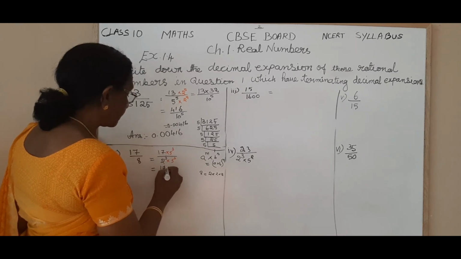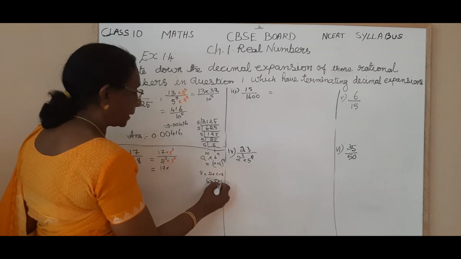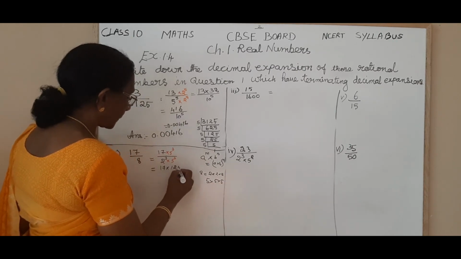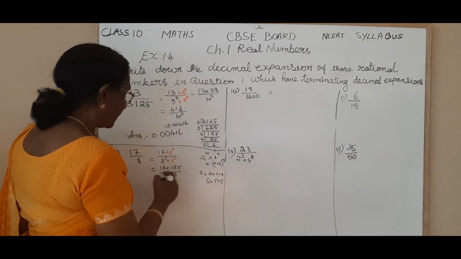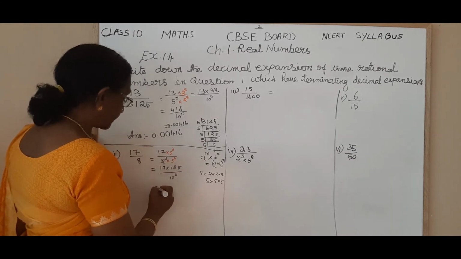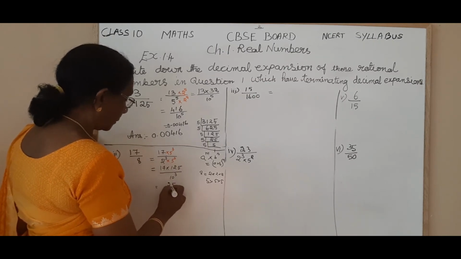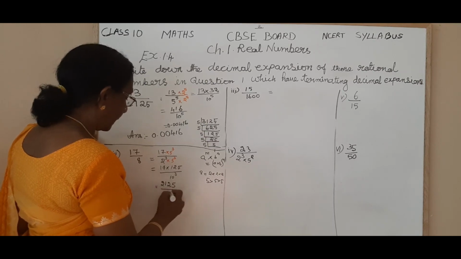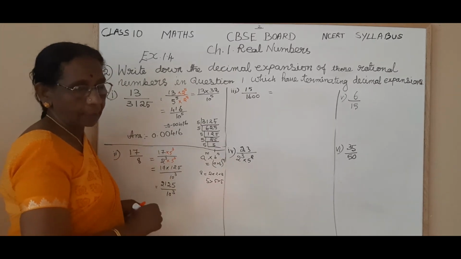17 into 5 cubed is what? 5 into 5 into 5. So 25 5s are 125 by 10 cubed. 17 5s are 85, 34, 42, 21 by 10 cubed. Now we need only 3 decimal places.